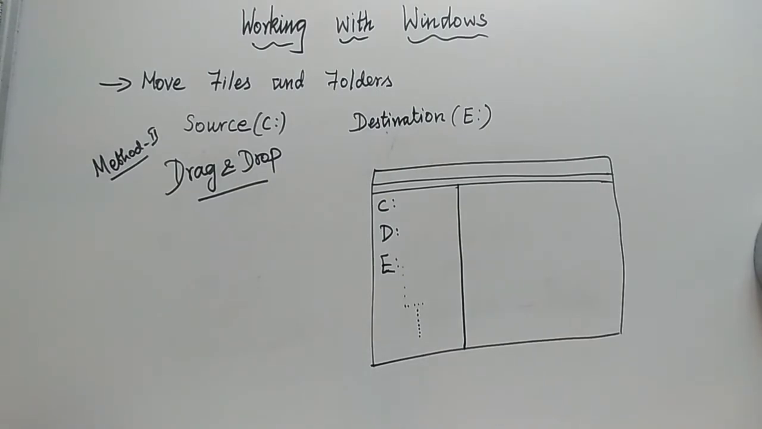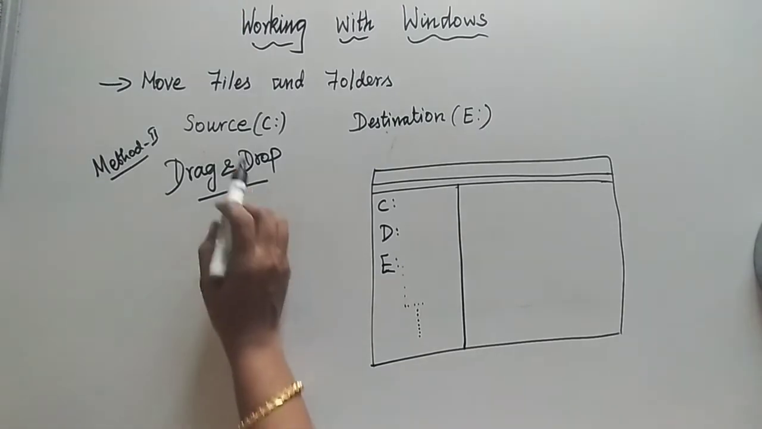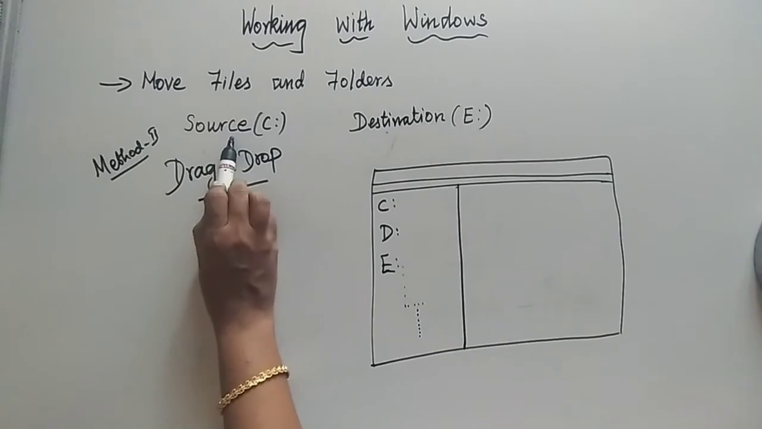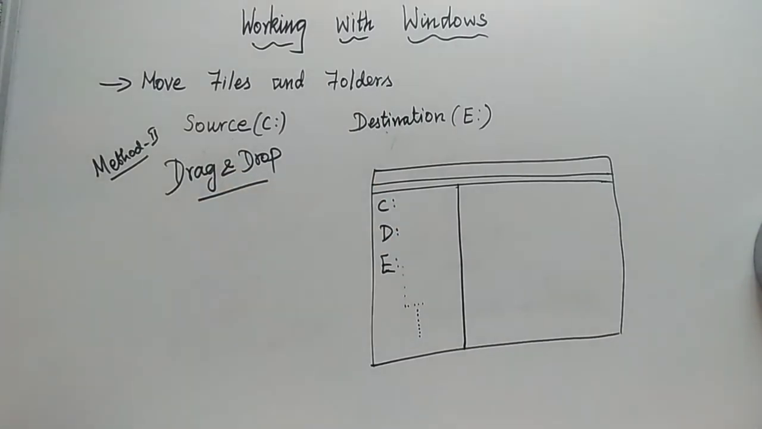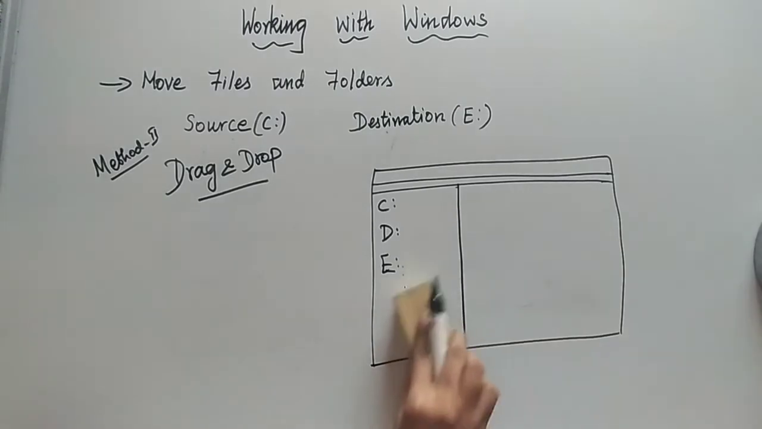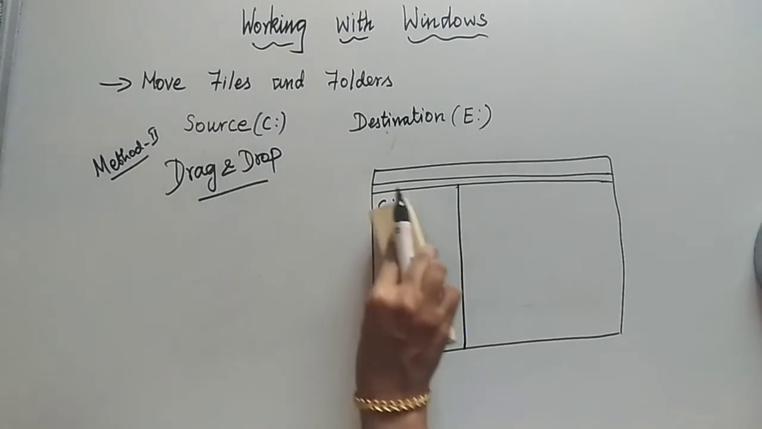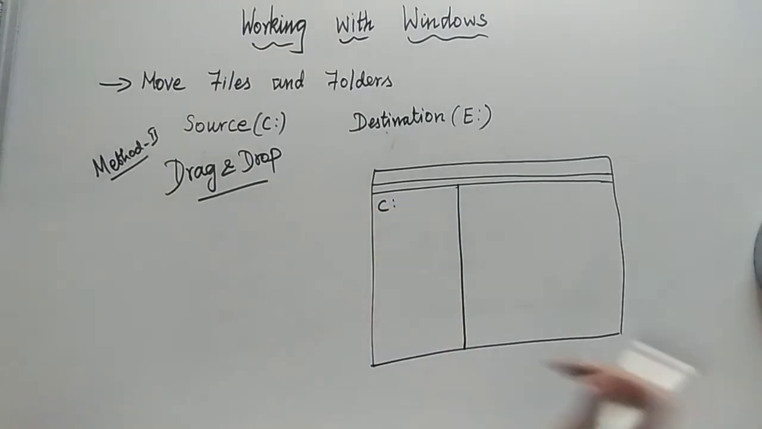Okay, so from the E colon, if you want to move to some other drive, you can do it. So what are we discussing now? Yes, from C colon we have to move it to E colon. So for that, what are you going to do? Yes, you are going to select the C colon. Now I have selected the C colon.